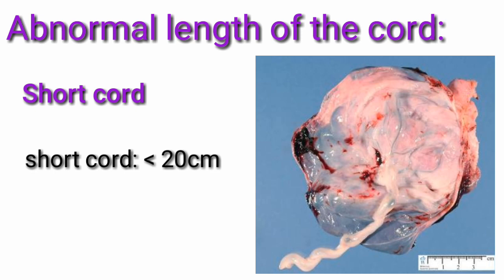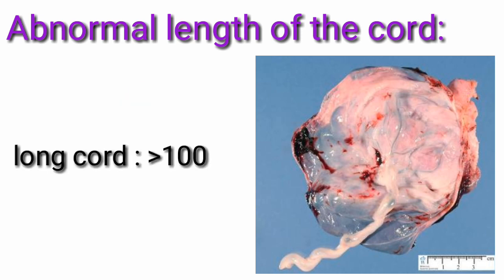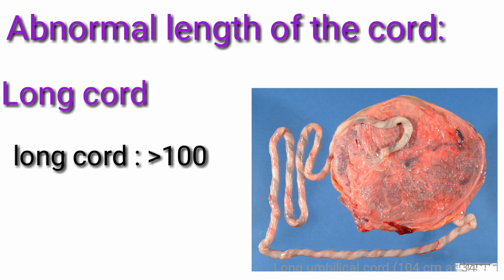So we can move on to the long cord. Long cord means the length of the cord is greater than 100 cm. The clinical significance of long cord is increased chance of cord prolapse, cord entanglement over the neck and body, and this condition may produce sufficient compression on the cord vessels to produce fetal distress.